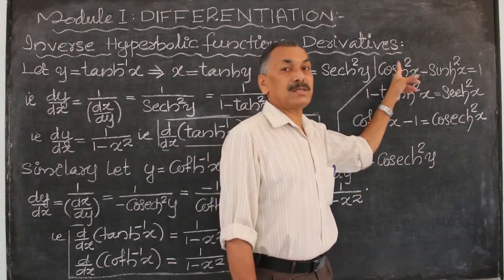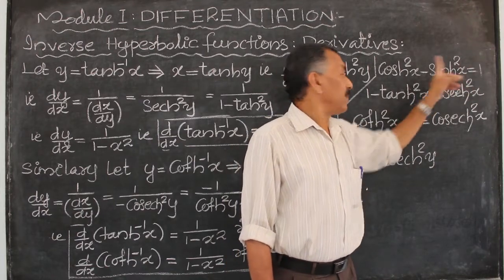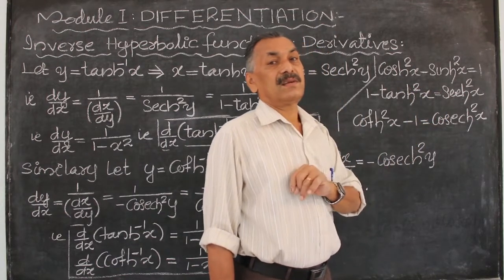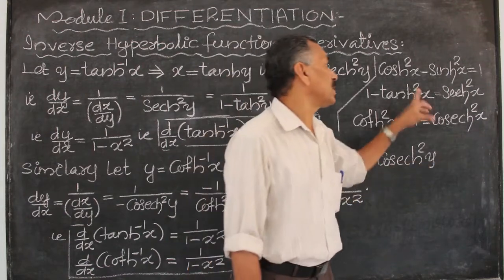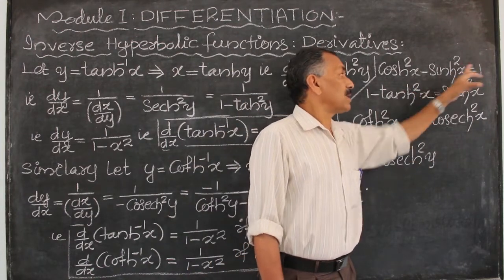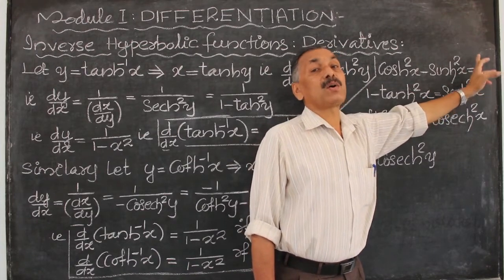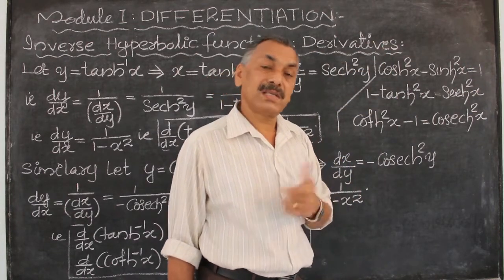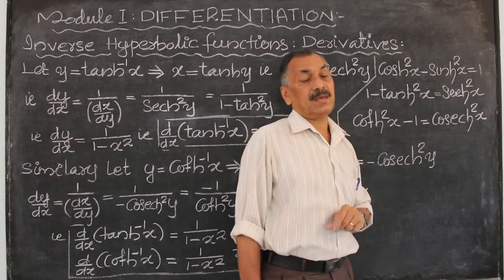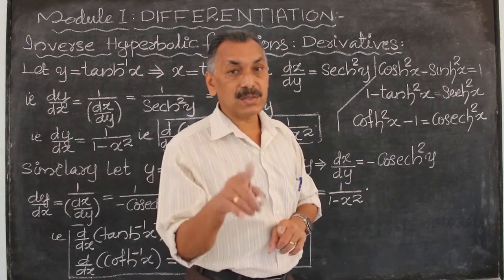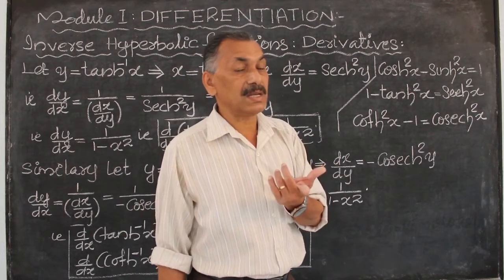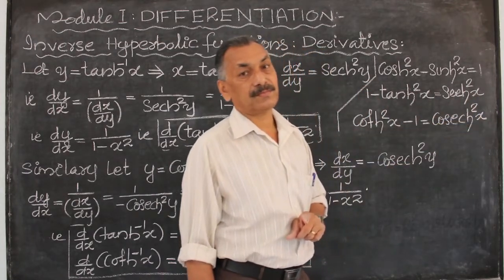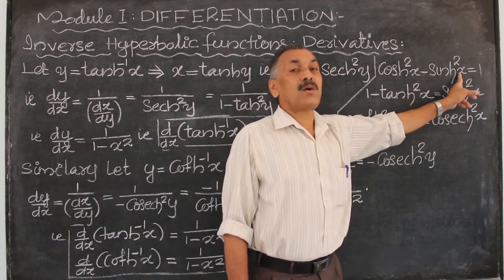Cos h square x divided by cos h square x is 1. Sin h square x divided by cos h square x is tan h square x, since sin h x by cos h x is tan h x. So 1 minus tan h square x is equal to 1 by cos h square x, and 1 by cos h x means sec h x, so 1 by cos h square x is equal to sec h square x. Trigonometrically, the result is 1 plus tan square theta is equal to secant square theta. Here 1 minus tan h square x is equal to secant h square x. This is dividing by cos h square x.